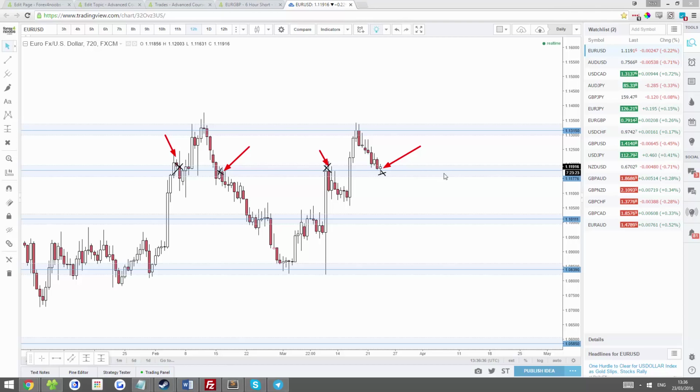That makes me think there's potentially some support here, and we might see a trade. So I'm going to keep an eye on this. I'm going to keep an eye on EURUSD. We might see a setup here.